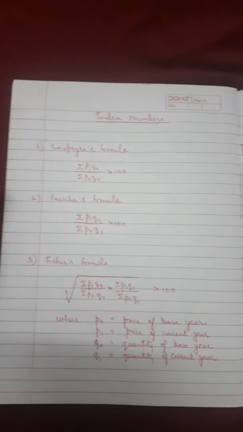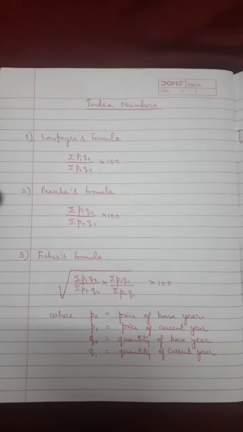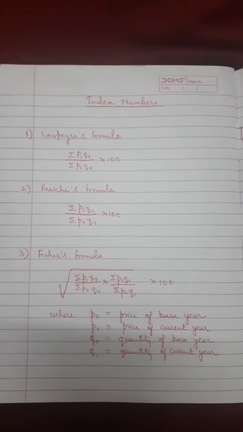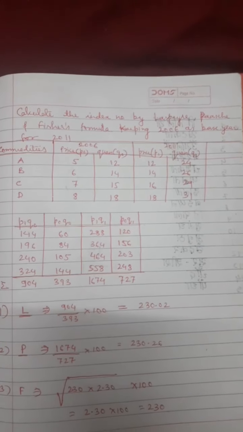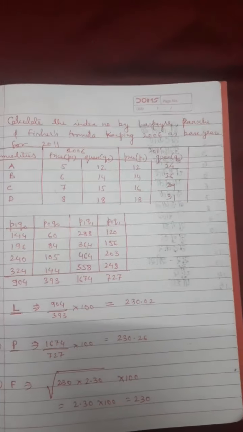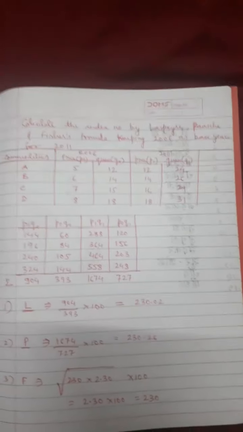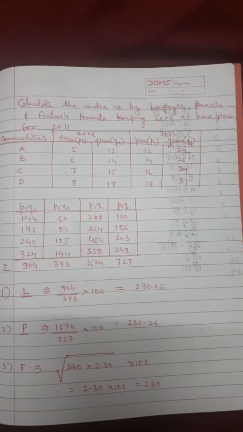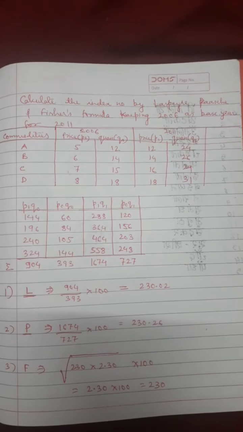I have given one hypothetical question for that. Since it is a hypothetical question, the figures may be a little more. You have to solve it with the help of your textbook. So here is the question. Calculate the index number by Laspeyres, Paasche and Fisher's formula, keeping 2006 as the base year for 2011. So here the base year is 2006 and the current year is 2011.